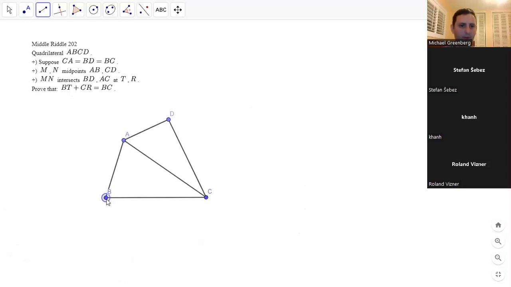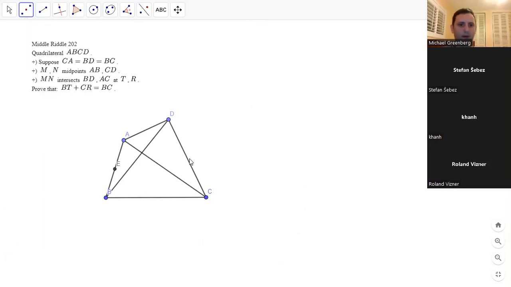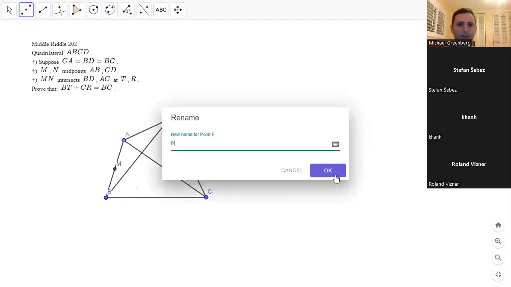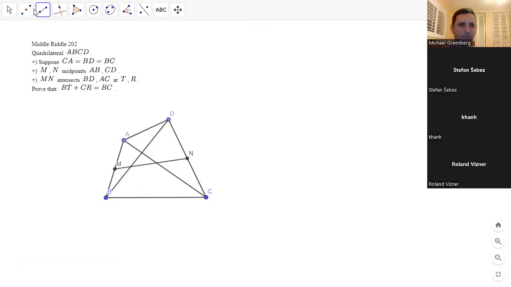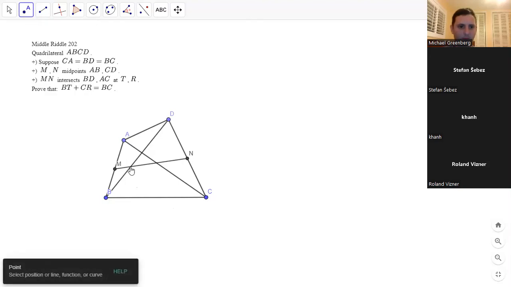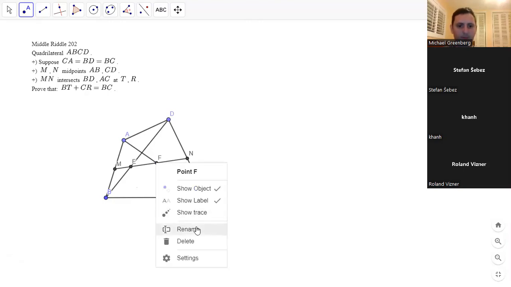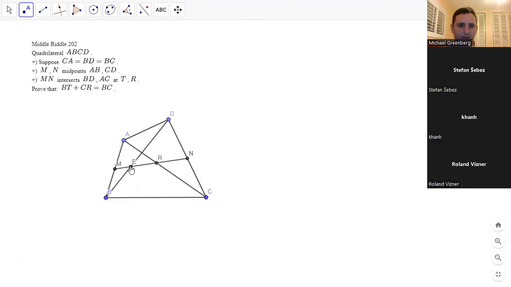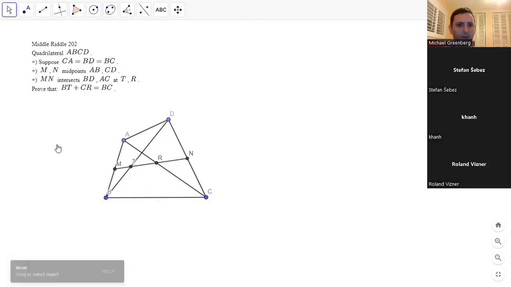I guess I might as well draw this and this, right? Okay, so those are basically the feet of the altitudes from C to AB and B to CD, so M and N. And MN intersects BD and AC at T and R. So this is R. And this is T. And we want to show that BT plus CR is BC.